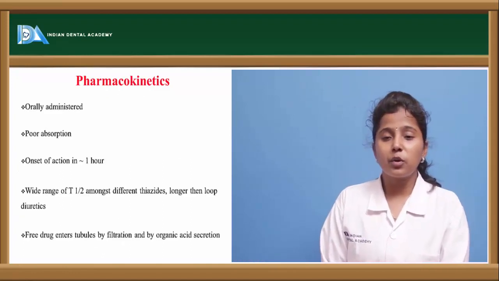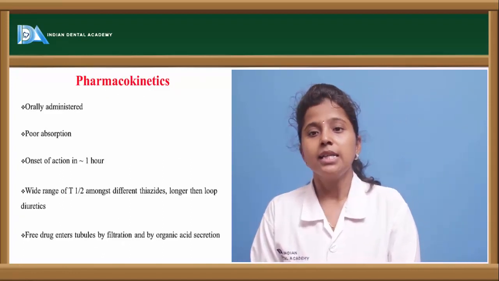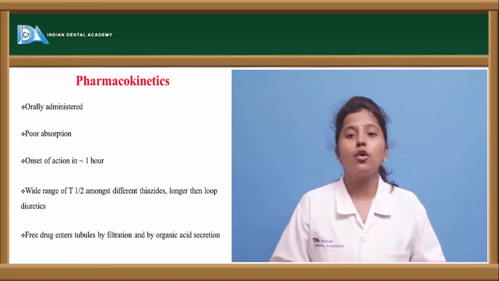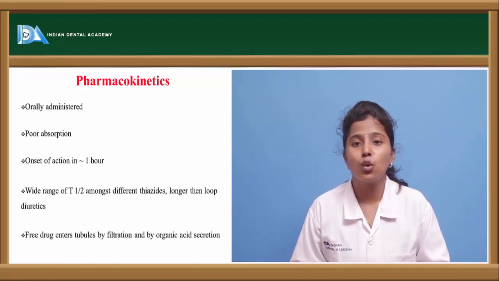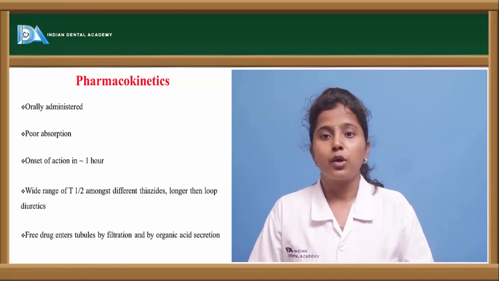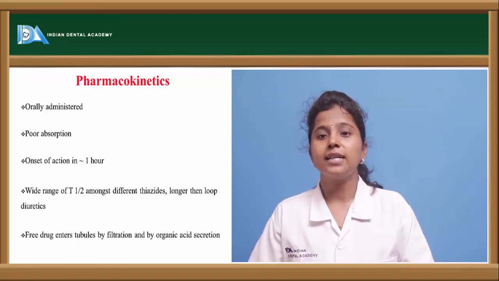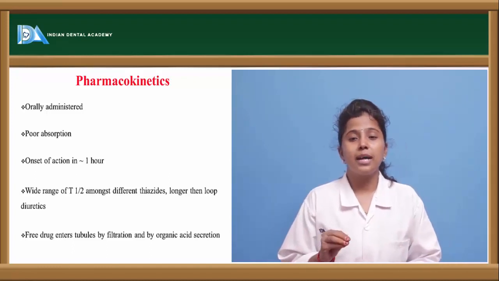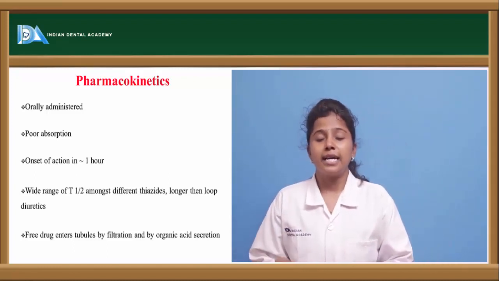Pharmacokinetics. When coming to the pharmacokinetics of thiazide diuretics, these are also administered orally, but the absorption of these thiazide diuretics is low when compared to loop diuretics, because when administered orally they undergo first pass metabolism, whereby there occurs poor absorption of these thiazide diuretics.